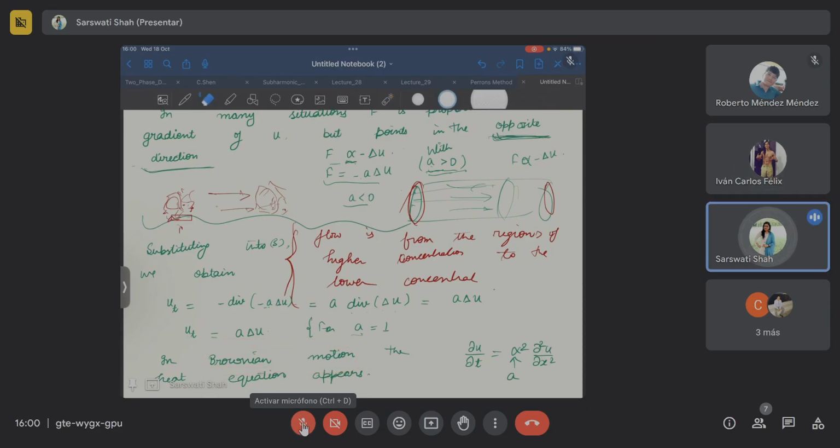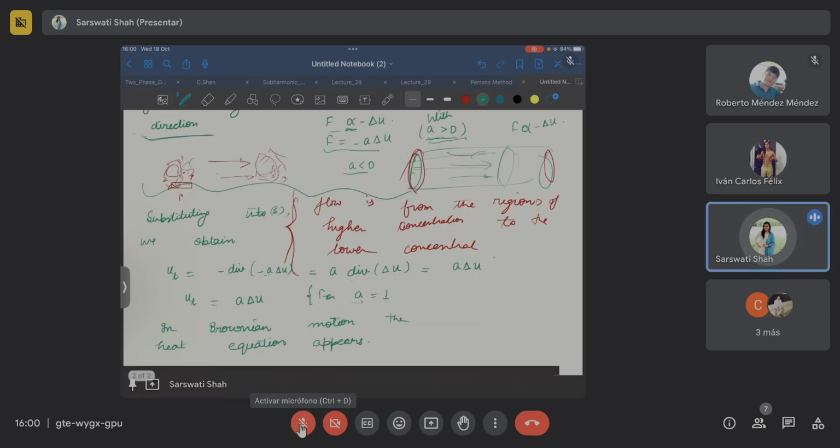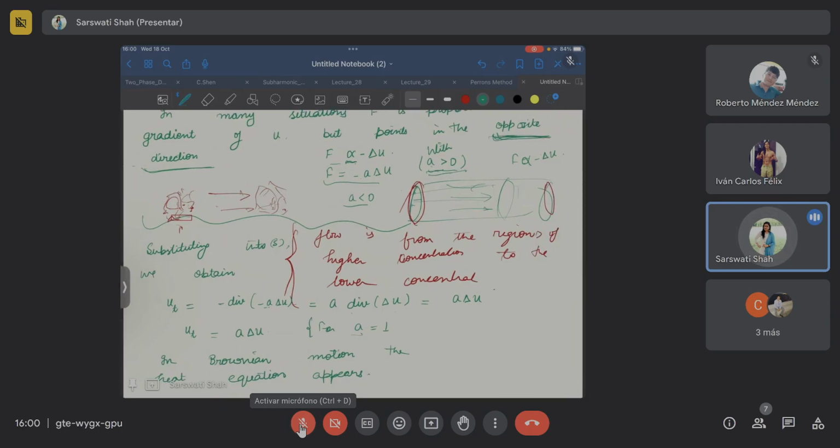So what happens in the Brownian motion? Would you please explain so that everyone will get it? It's the random movement of particles of pollen from flowers suspended in a fluid. So suppose what happens in the Brownian motion, it is the random movement of the particle.